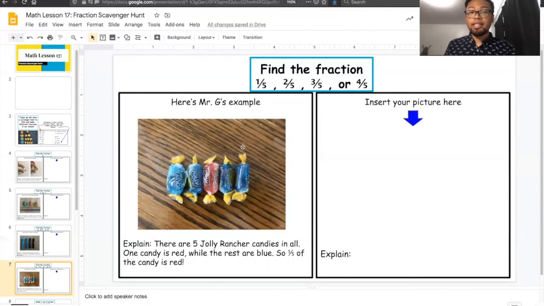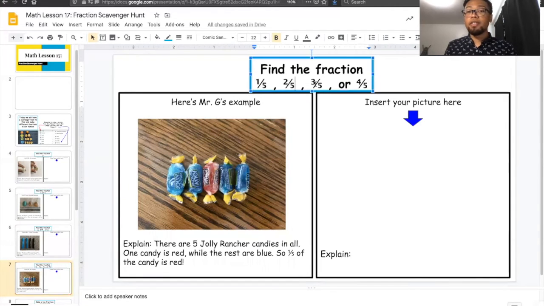Next, Mr. G has an example of fifths. So here you can find the fraction 1/5, 2/5, 3/5, or 4/5. Lots of options here. So right here, Mr. G has 5 Jolly Rancher candies in all. 1 candy is red, while the rest are blue. So 1/5 of the candy is red.